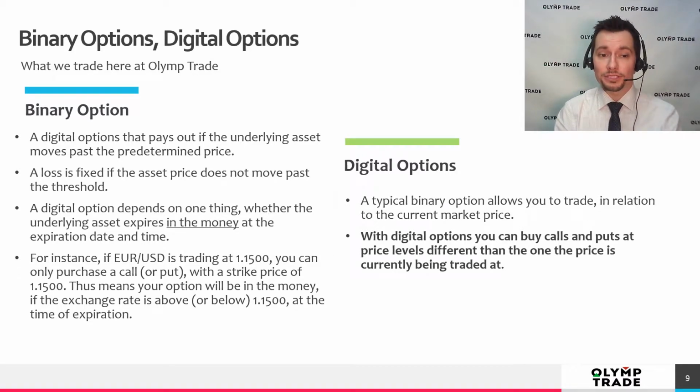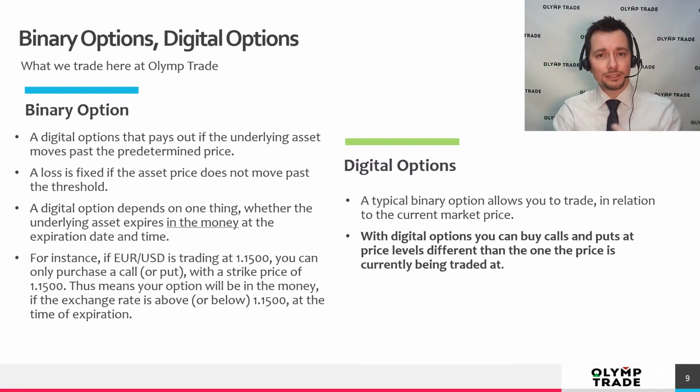And a binary option depends on one thing. That's basically whether the underlying asset expires in the money at the time and date of the expiration. Very simple. Like I said, for instance, the euro dollar is trading at 115. You can only purchase a call or put with the strike price of 115. So you'll be in the money if the move goes above or below 115 during the time of the expiration.